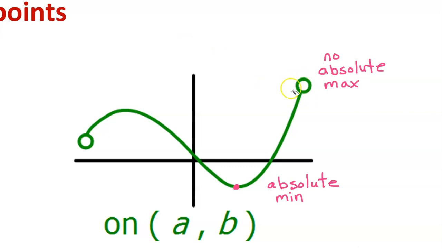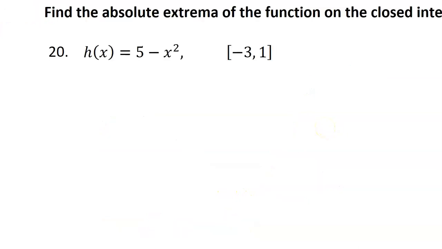So when the highest value is an open circle, there is no absolute max. That would be the same thing if the lowest value were an open circle, there would be no absolute min. So watch out for that. I'm going to show you how to find the absolute extrema using something called a candidate's test. But first you have to find the first derivative as we've done in the past.